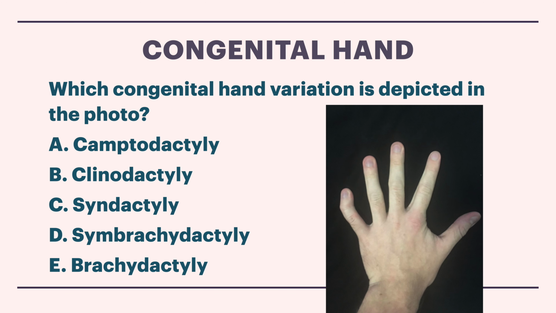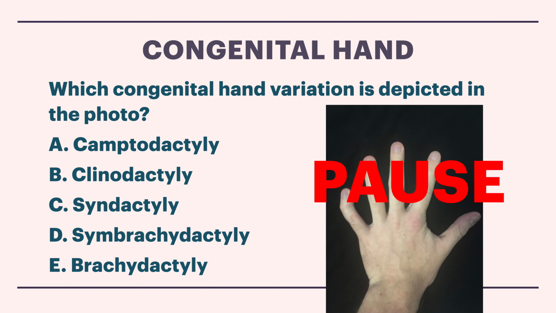Which congenital hand variation is depicted in the photo? A. Camptodactyly, B. Clinodactyly, C. Syndactyly, D. Symbrachydactyly, or E. Brachydactyly. Well, here's your chance to pause the video so you can think about the question and answer it.